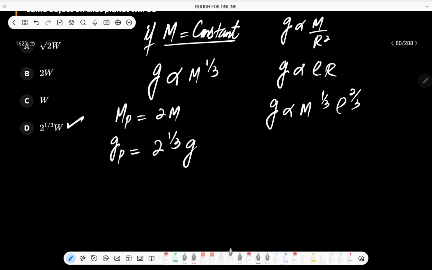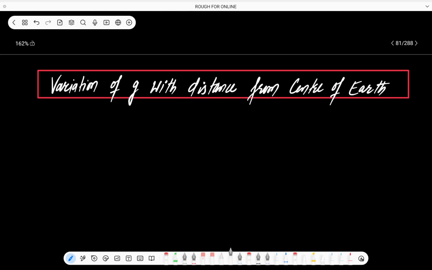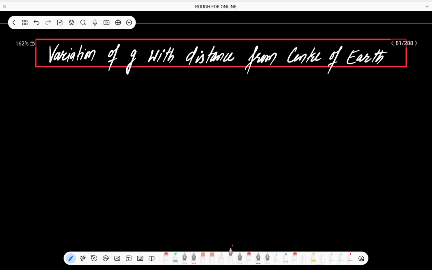Okay, so we are done with the questions on this topic, which was the variation of acceleration due to gravity with height and with depth, and we have done a good number of questions on this. So the next topic is how acceleration due to gravity varies with the distance from the center of the Earth.